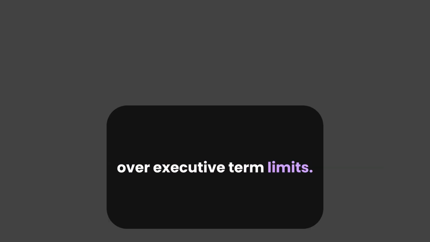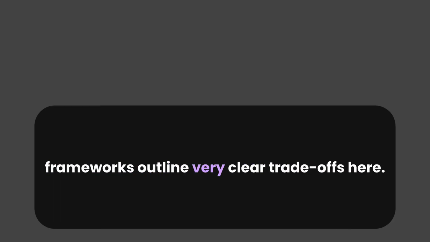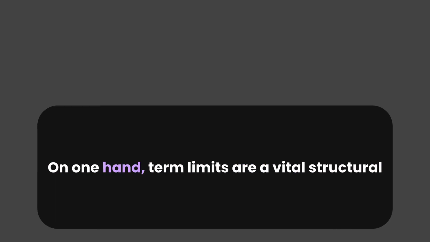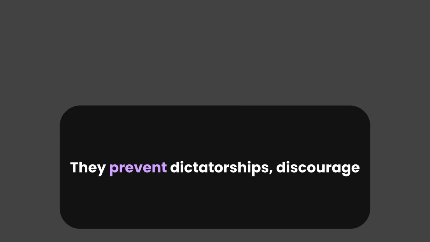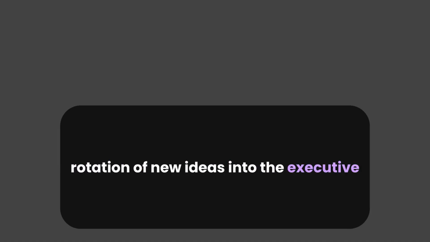which naturally brings up the debate over executive term limits. Term limits are a critical metric in comparative government, and the frameworks outline very clear trade-offs here. On one hand, term limits are a vital structural check. They keep things moving. Right. They prevent dictatorships, discourage personality-driven rule, and force a healthy rotation of new ideas into the executive branch.